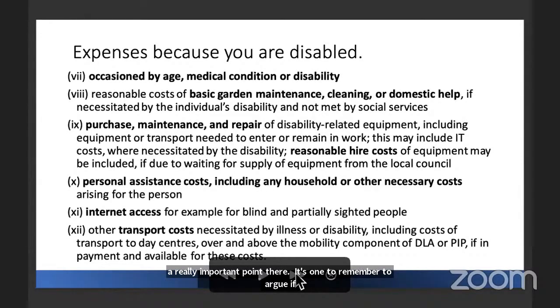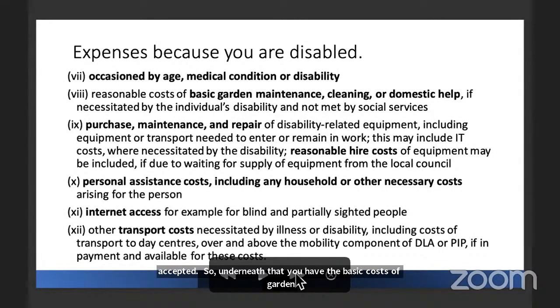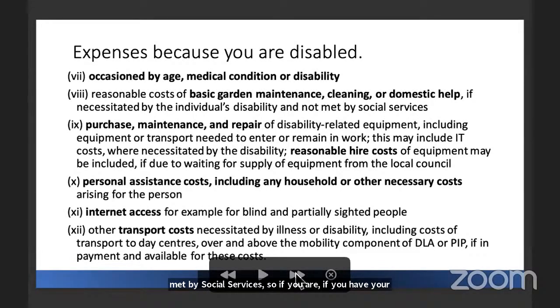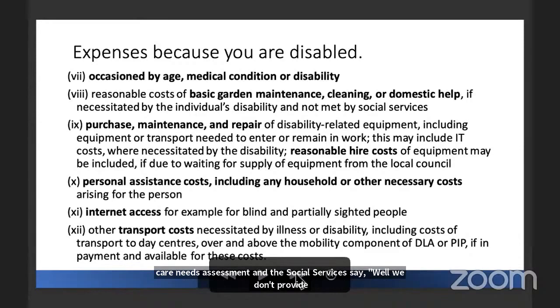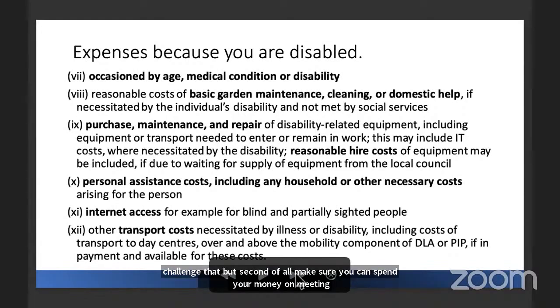accepted. So underneath that, you have the basic costs of garden maintenance or cleaning or domestic help. If you need to have that because you're a disabled person, and especially because those services are not met by social services. So if you have your care needs assessment and the social services say, oh, well, we don't provide this type of service or that type of service. First of all, challenge that. But second of all, make sure you can spend your money on meeting those needs that the council won't meet for you.